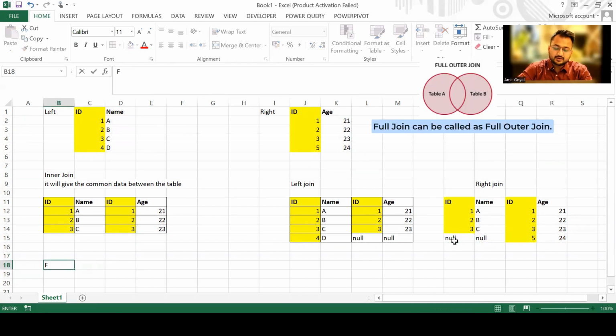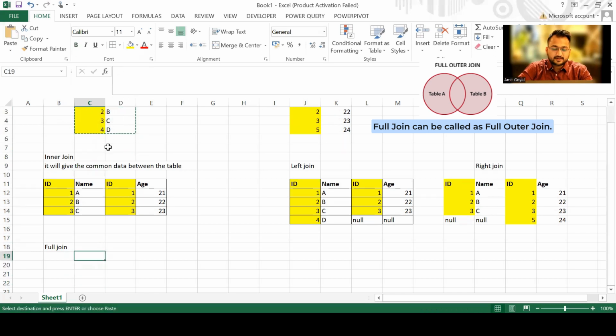If you make a full join, full join means you get complete data from both the tables. That means you will get every ID present in table 1 and every ID present in table 2. Wherever the data is matching, they will come next to each other, and the non-matching information will become null, as we saw in the left and the right join. So if I make a full join, your output will be something like this.